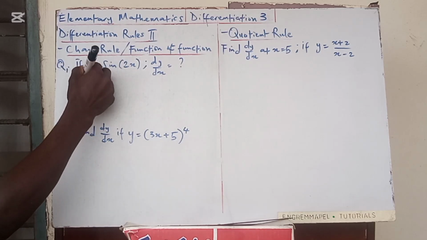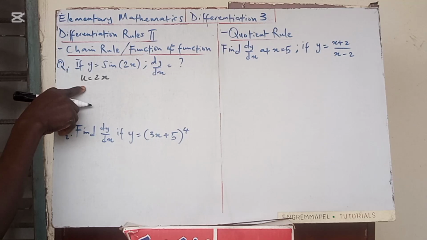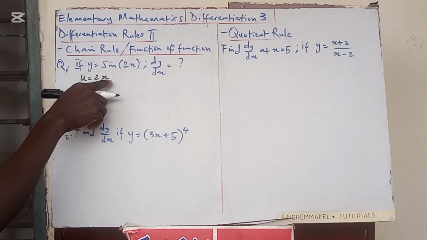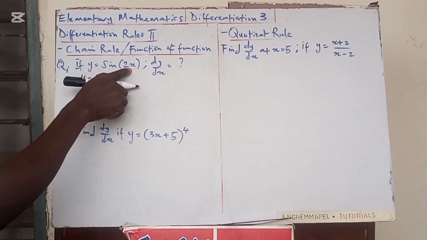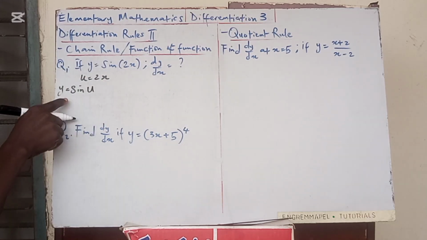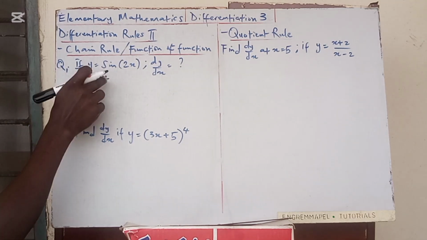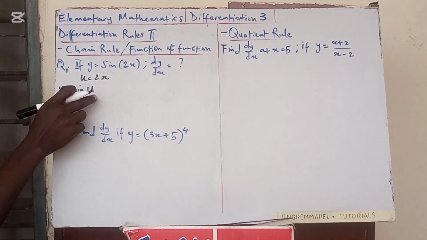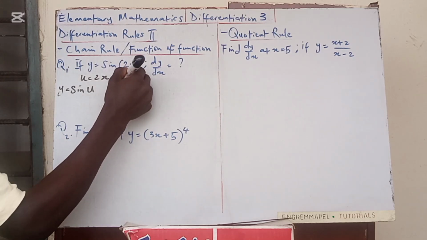If I say let u be 2x, I will differentiate that u with respect to x here. Then since that u is already 2x, it will be y is equals to sine u. So since u is already 2x, now I will differentiate this with respect to x, I will differentiate this with respect to u, and that's when the chain rule comes in. So now if I have du dx, what will it be?